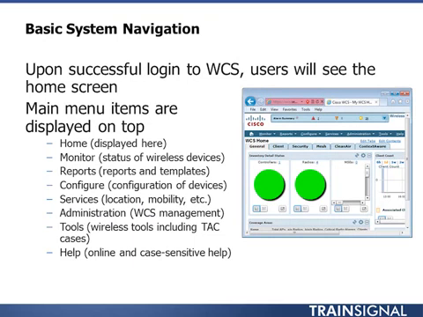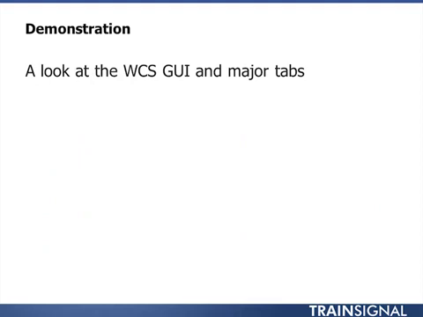Once you've logged on to the wireless control system, you'll come to the home page, which is displayed here on the right, and there's a variety of menus. It's very important to be familiar with these menus and look to see where the features and the capabilities are. You'll see that there are 8 main tabs at the top: Home, Monitor, Reports, Configure, Services, Administration, Tools, and Help. The best way to understand the wireless control system is to take a look at it. So why don't we connect now and just go through those major tabs.